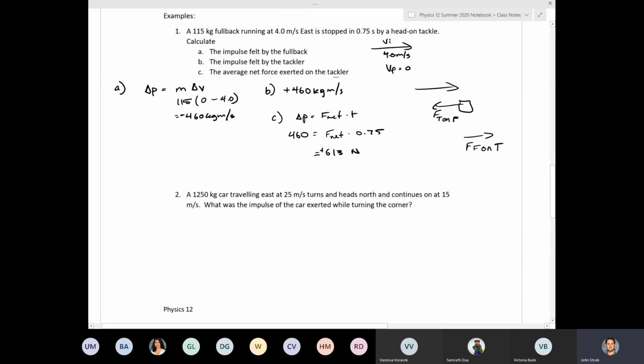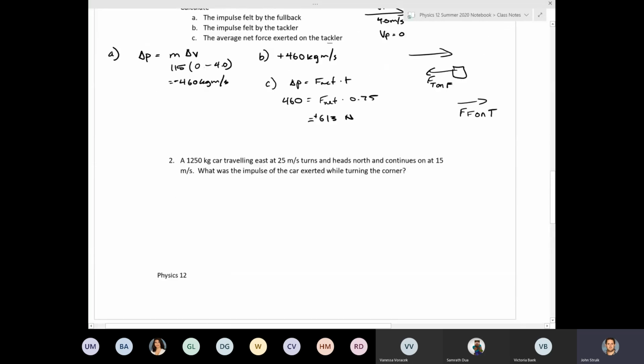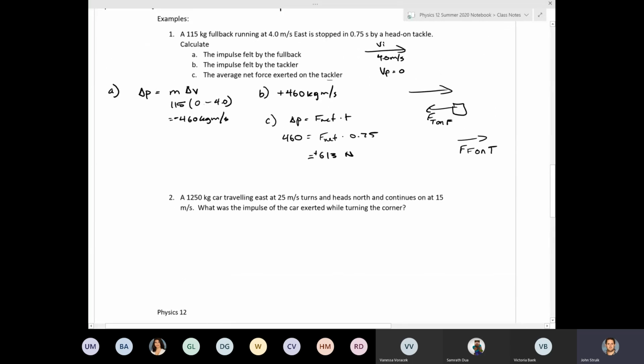Hopefully this is making sense. It's hard not being in a classroom. I just want to say that. It's much easier to gauge student understanding when I can see everyone. Oh well, not going to complain about that.